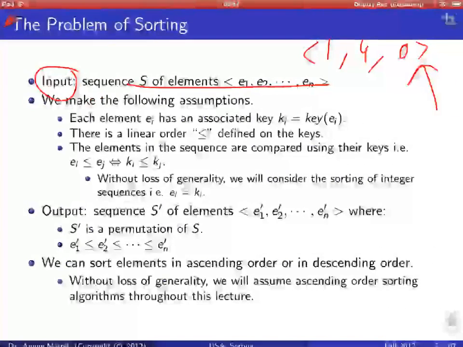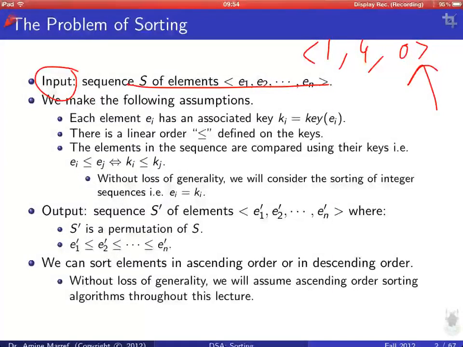So basically, in sorting, we have a sequence of elements, and we want to order these elements from the smallest to the largest, or from the largest to the smallest. So if our sequence of elements is 1, 4, 0, and we are sorting these elements in increasing order, then the result of sorting this sequence is 0, 1, 4. So we want to study algorithms that are going to help us do the sorting.